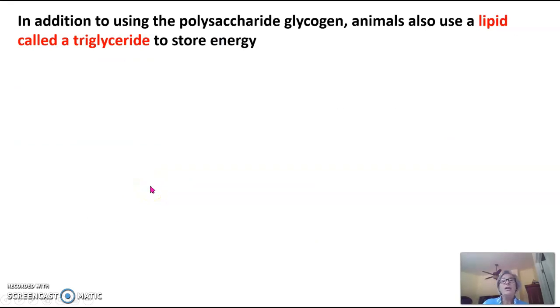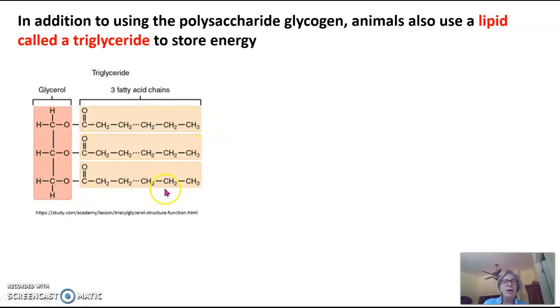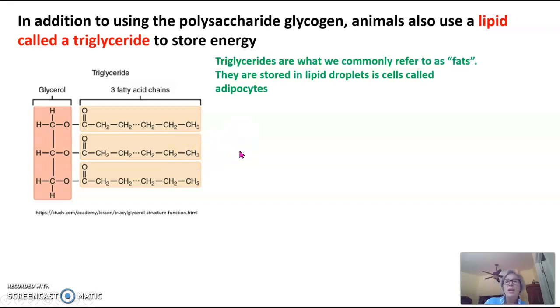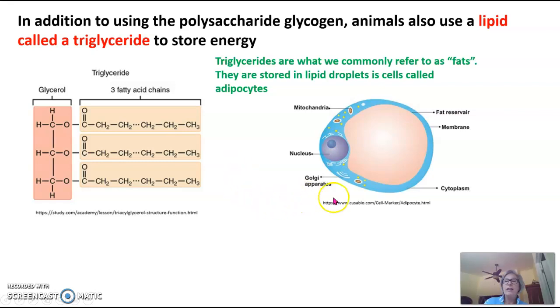In addition to using the polysaccharide glycogen, animals also use a lipid called a triglyceride to store energy. So a triglyceride is shown here. Again, this is not a polymer. Triglycerides are what we often refer to as fats, and they're stored in lipid droplets in cells called adipocytes.